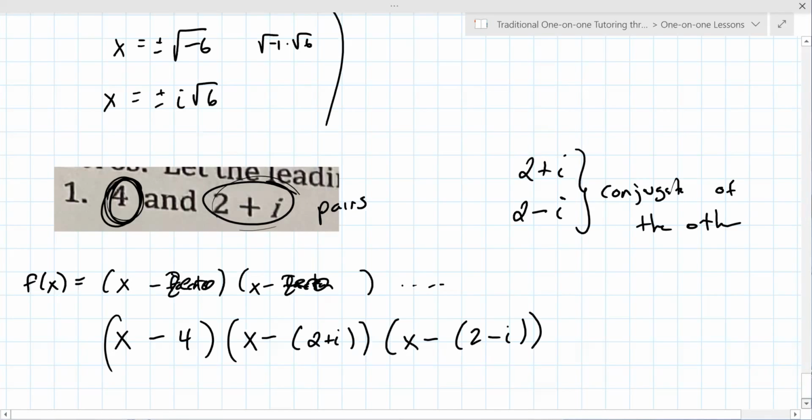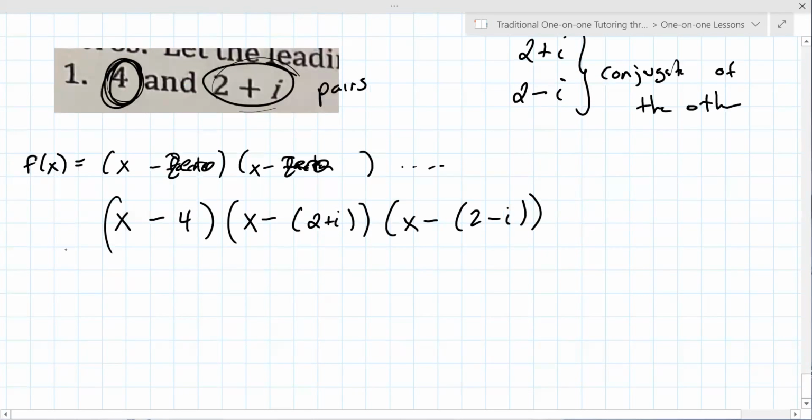So now we have to multiply. This is probably the part that most students don't like very much, is you have to multiply here. So you actually want to distribute the negatives. So it's x minus 2 minus i, x minus 2 plus i. Now, you want to do the ones on the right first, because what happens is if they both have these i's, the i is going to go away, believe it or not.